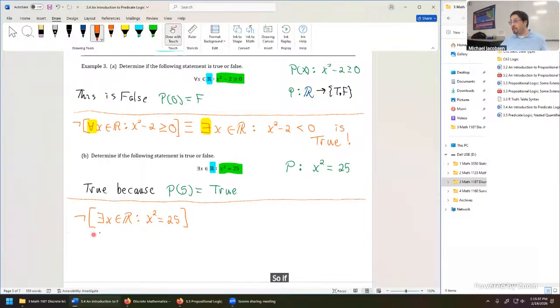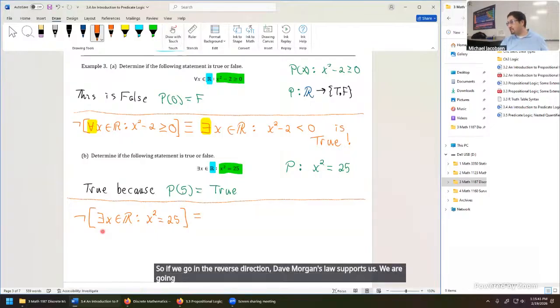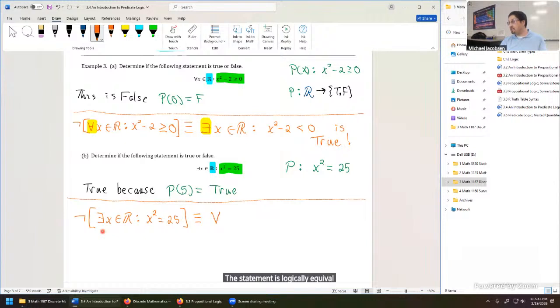So if we go in the reverse direction, De Morgan's law supports us, we are going to get the statement is logically equivalent to a new statement for all x in R.